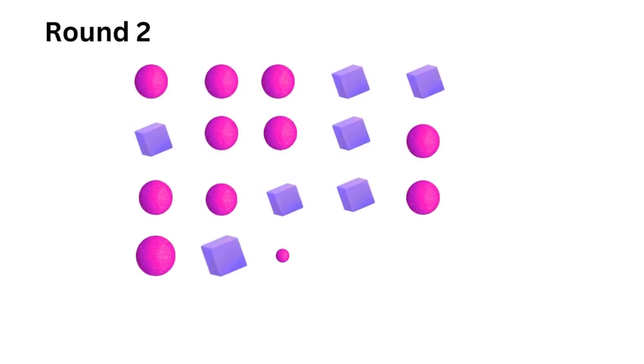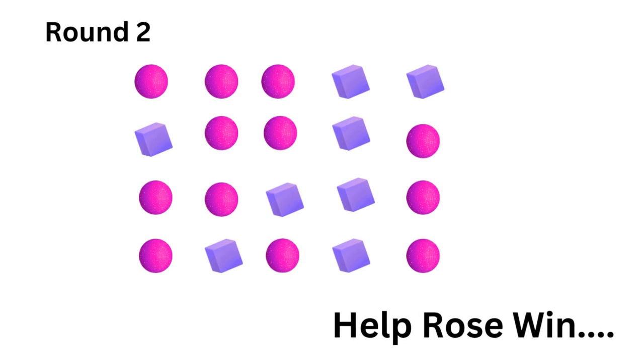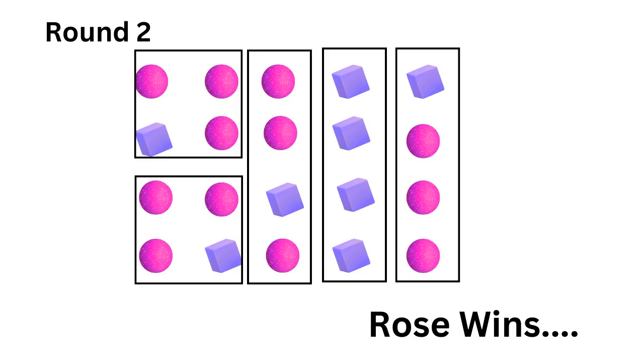So let's get into round 2. Here, you need to pack 4 items under one box. So there are many Roses and many Violets, and you need to make whatever boxes you need. You just need to place all those 4 items under one box. Your time starts now. Make Rose win. That's it, and you made Rose win.